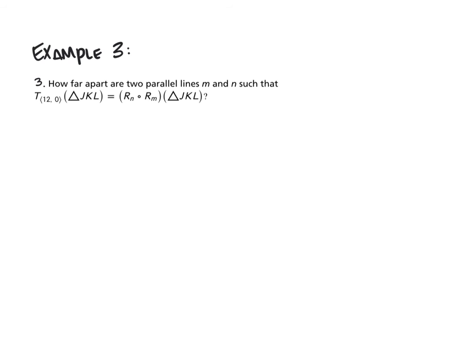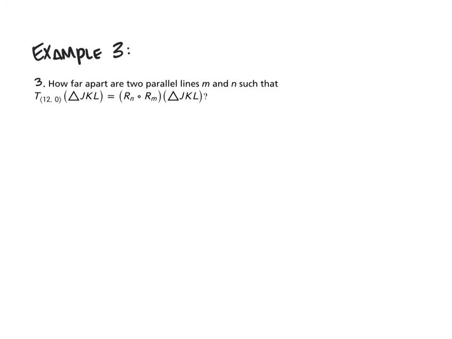So if that idea on that previous slide was maybe a little bit confusing to you, let's take a look and see how we can apply that idea here. It says that we are taking the translation by a movement of 12 units right and no units up or down of triangle JKL, and we're viewing it as the 2 reflections over line M and then over line N of triangle JKL. So let's just draw out what this is saying is happening.